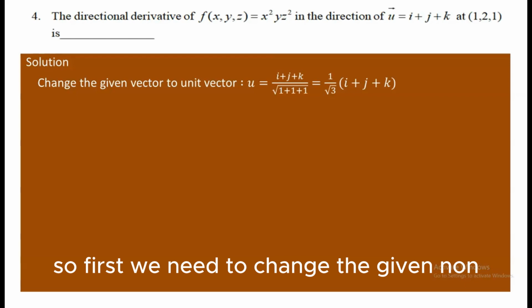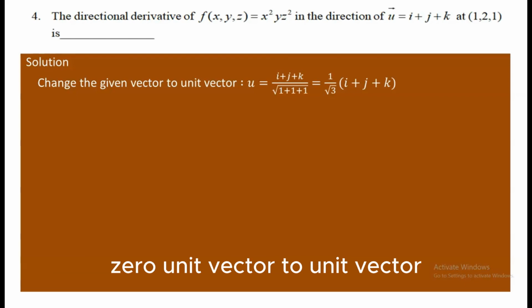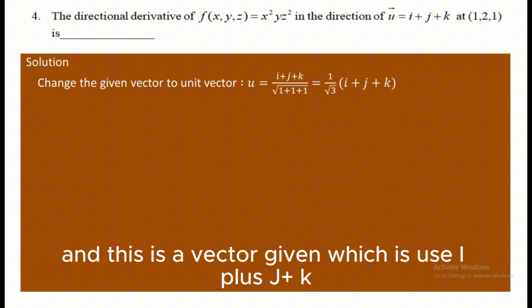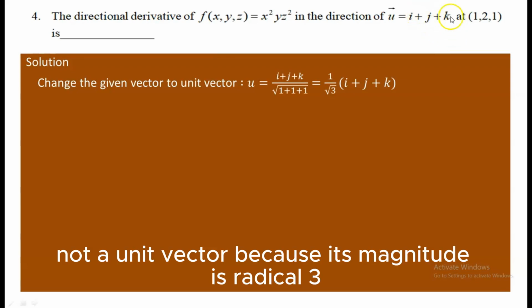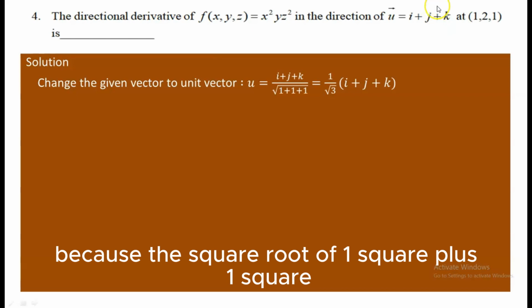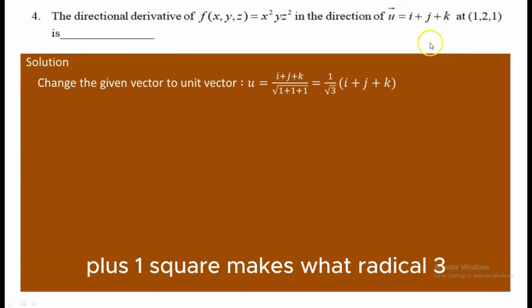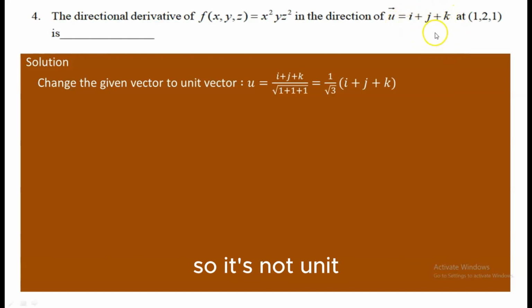First we need to change the given non-zero vector to a unit vector, and the vector given is i plus j plus k. This is not a unit vector because its magnitude is radical 3, because the square root of 1 squared plus 1 squared plus 1 squared makes what? Radical 3, so it's not a unit vector.